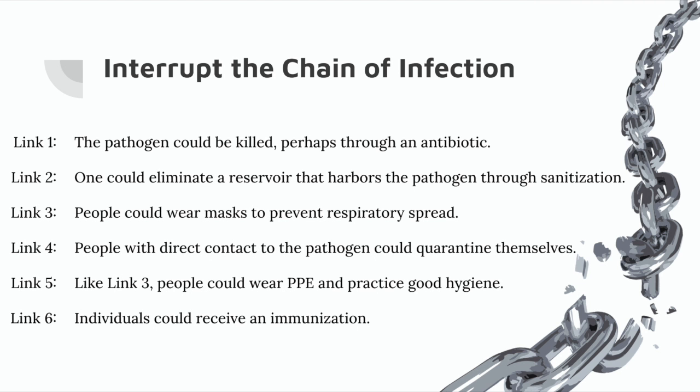In the chain of infection, there are different links that can be broken to stop or prevent the infection from occurring. In link 1, the pathogen could be killed, perhaps through an antibiotic. In link 2, one could eliminate a reservoir that harbors the pathogen through sanitation. In link 3, people could wear masks to prevent respiratory spread.